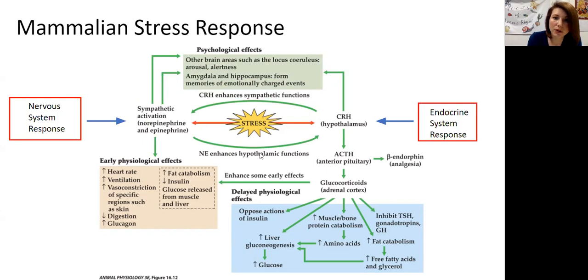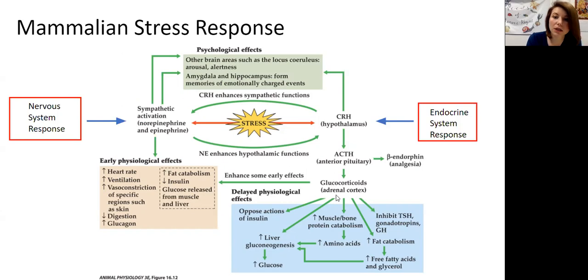And then over on this side, we're starting with our endocrine response. And this is going to begin in the hypothalamus. CRH stands for corticotropin releasing hormone. So that's going to be our first trigger. And that CRH is then going to go down to our anterior pituitary, where it's going to cause a release of ACTH, which is our adrenocorticotropin hormone.